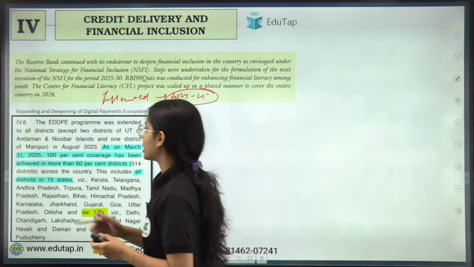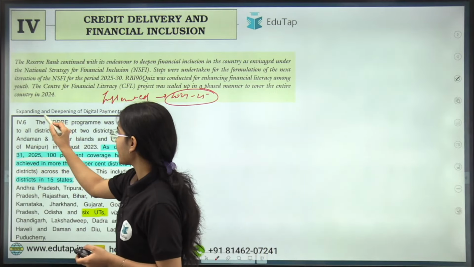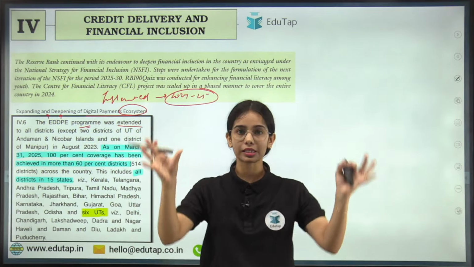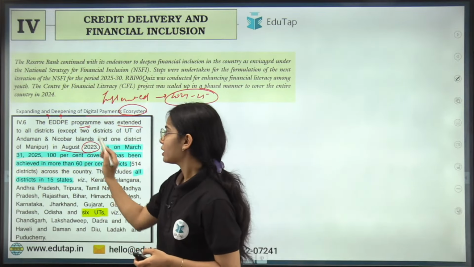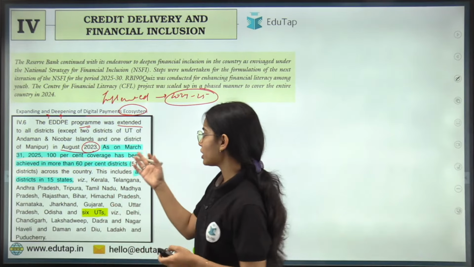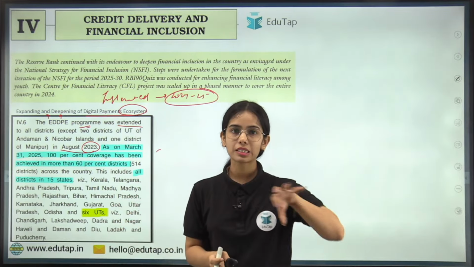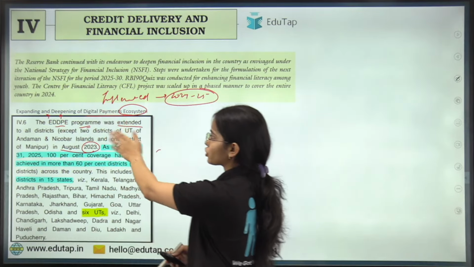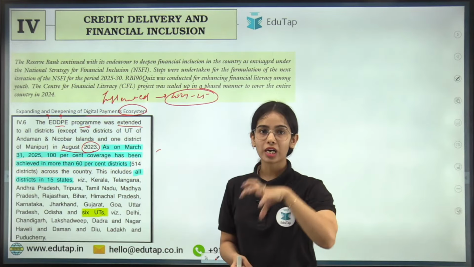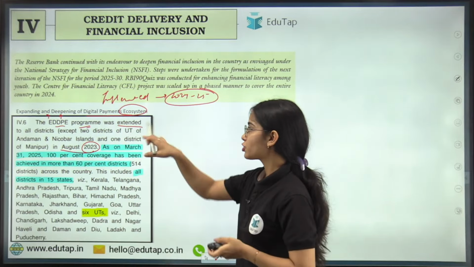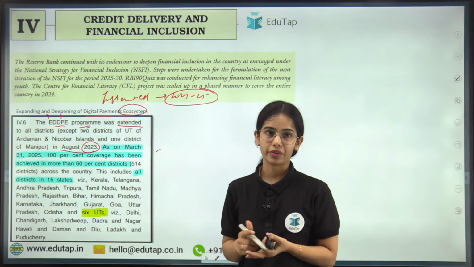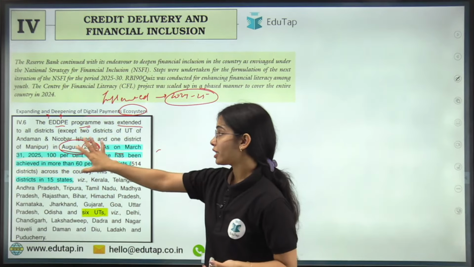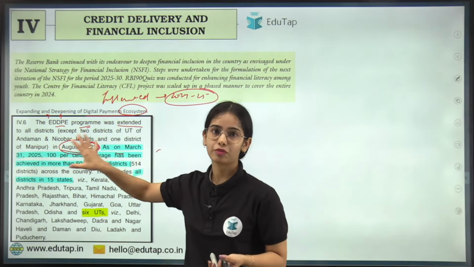So the Reserve Bank of India's program for expanding and deepening of the digital payment ecosystem was extended to all the districts in August 2023, except 2 districts of Andaman and Nicobar and 1 district of Manipur. So except these 3 districts, the EDDPE, that is expanding and deepening of digital payment ecosystem. So basically the program expands the digital payment ecosystem in all the districts of the country. Okay, so this program was extended to all the districts in August 2023.